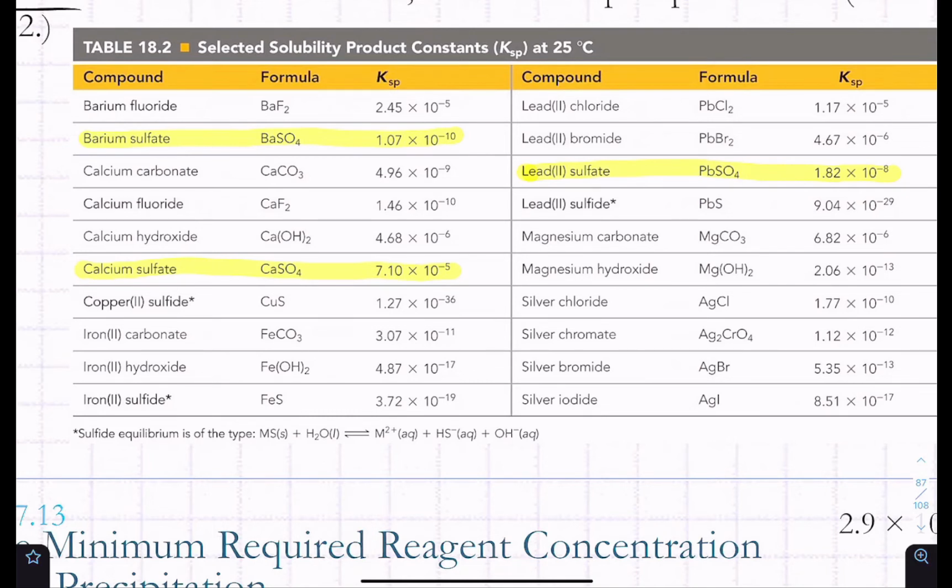So the thing that's least soluble will precipitate first, and that is, what was it? Calcium sulfate, 10 to the minus 5. 10 to the minus 10 for barium sulfate. The smallest one. Yeah, barium sulfate. So yeah, smallest KSP is going to form a precipitate first.